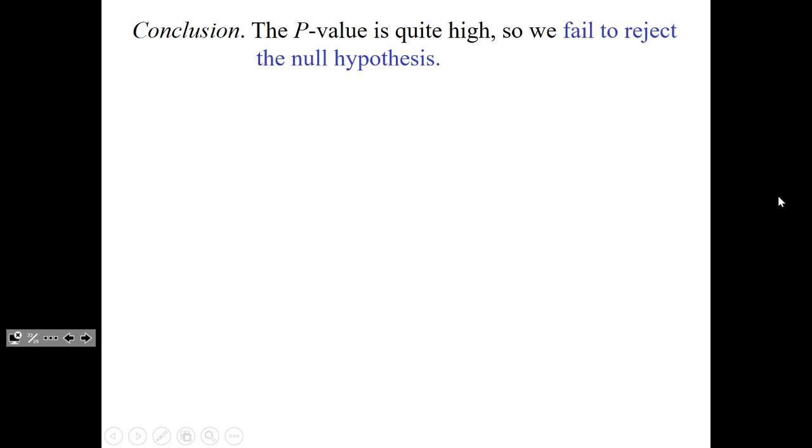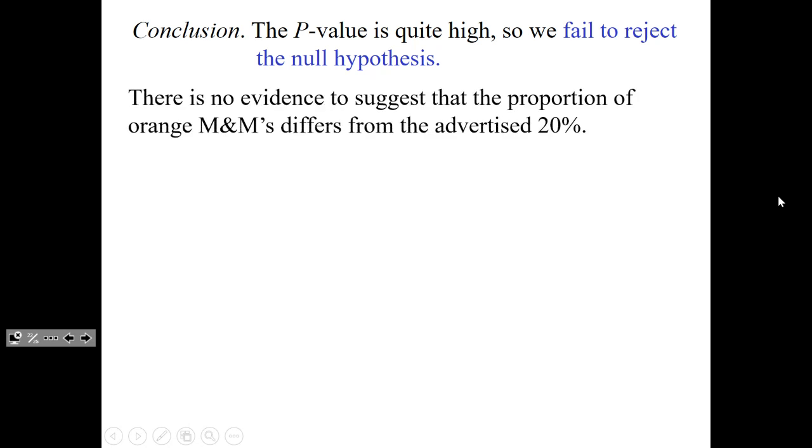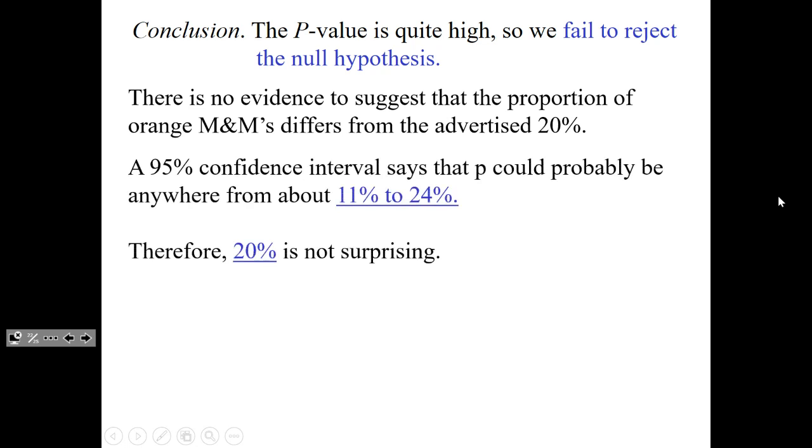My p-value is very high, so I fail to reject the null hypothesis. I do not have evidence to suggest the proportion is any different than the advertised 20%. In fact, if I ran a 95% confidence interval, I could say that the p could be anywhere from 11% to 24% based on my sample. Well, 20% is in that confidence region. 20% is not surprising then. I expect it to happen.